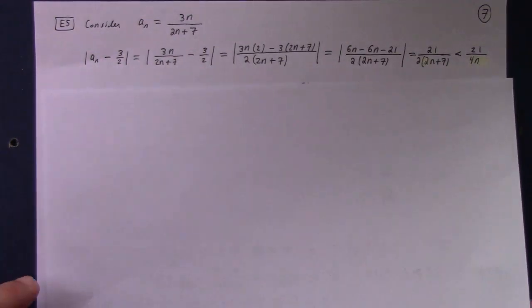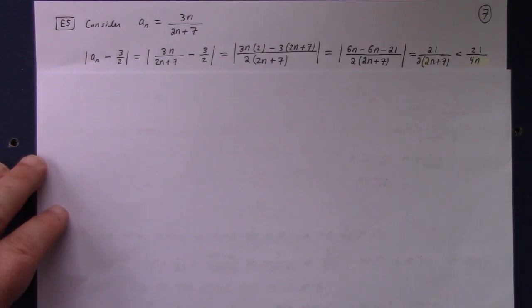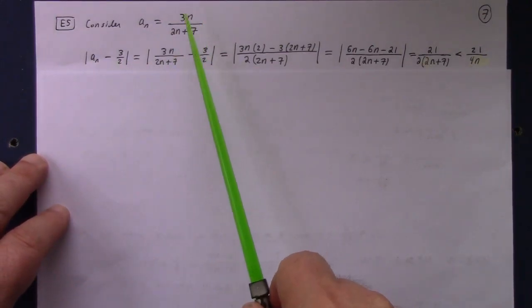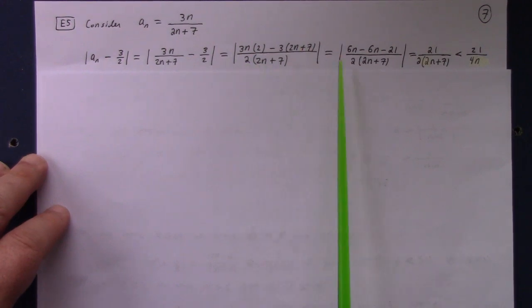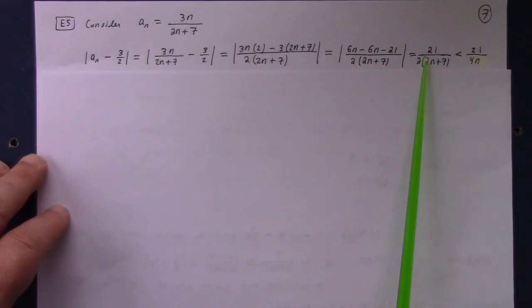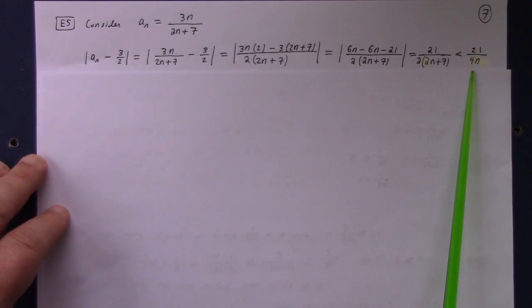So let's look at 3n over 2n plus 7. All right. I know that the limit of that's 3 halves as n goes to infinity. So I'm going to look at a sub n minus 3 halves. So I have 3n over 2n plus 7 minus 3 halves, which is this, by making common denominator. Canceling stuff out, I get 21 over 2 times 2n plus 7. If I make the denominator smaller, it makes the fraction larger, so I can trade this out for 4n.